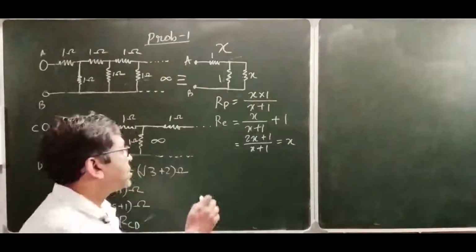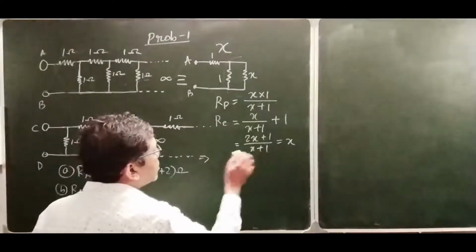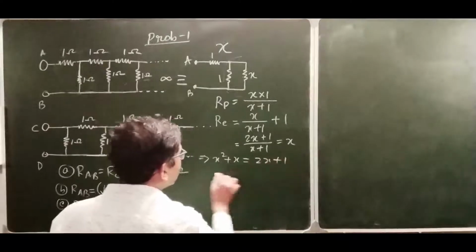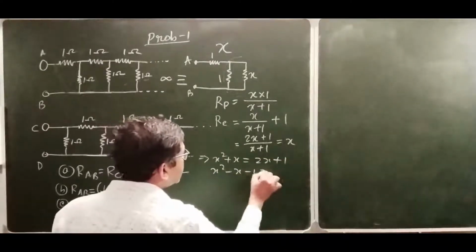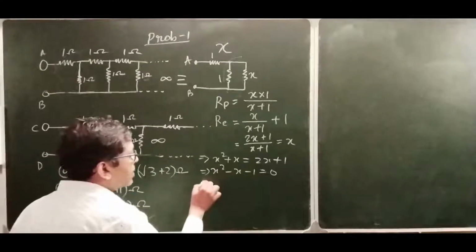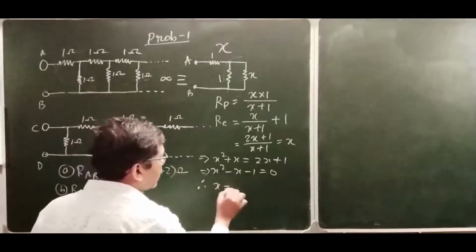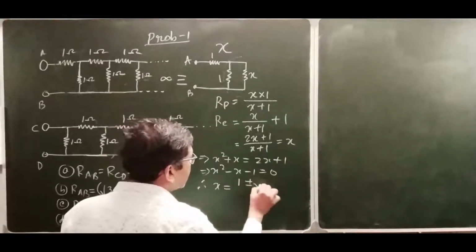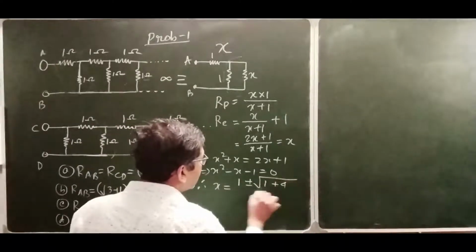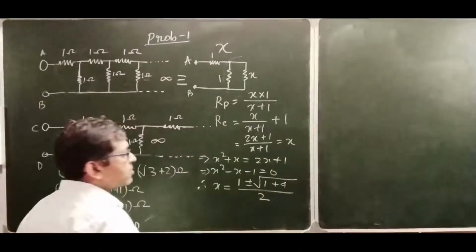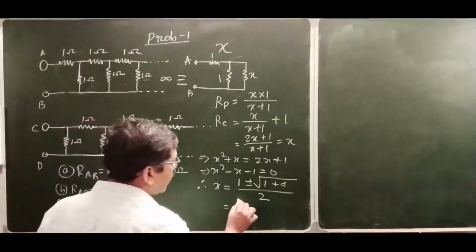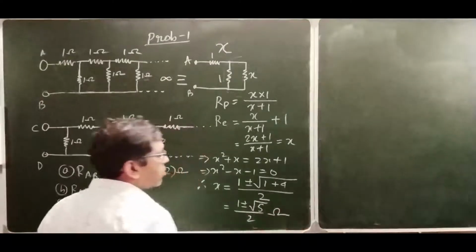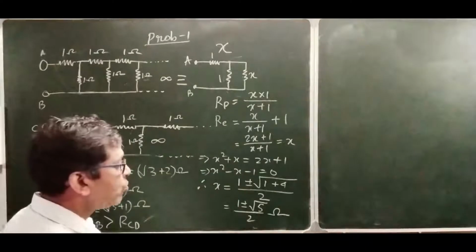Now let's solve this equation. So this will be like this, and by Sridharacharya's formula you can find out the value of X as this. That means (1 plus-minus root 5) by 2 ohm.